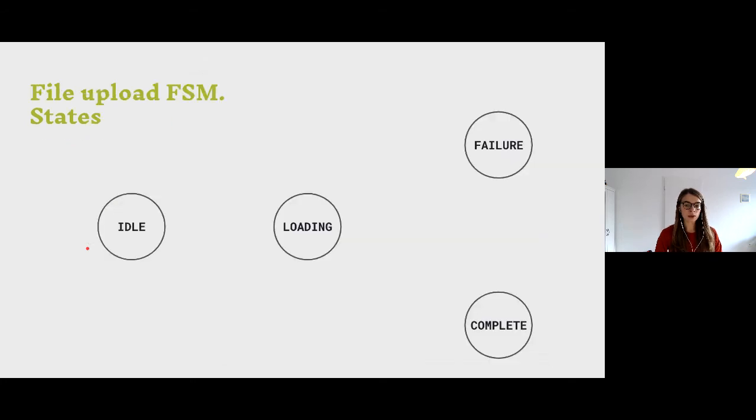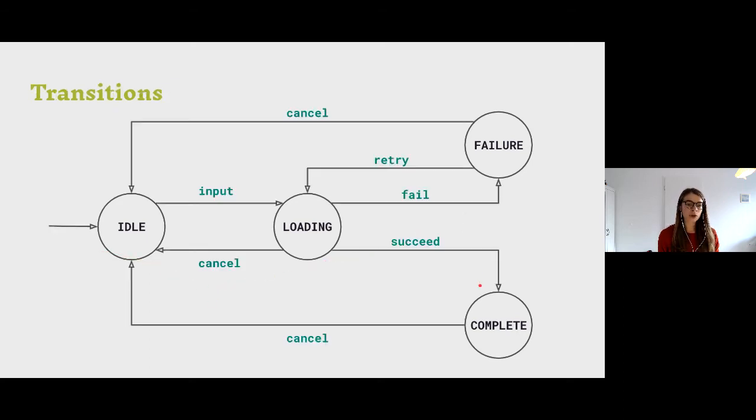And based on this, we can draw a finite state machine, defining all possible states, idle, loading, failure, and complete, and also defining transitions between these states. For each transition, we are giving it the name of the event. Input, retry, fail, succeed, cancel.